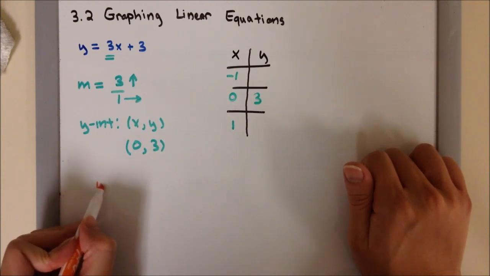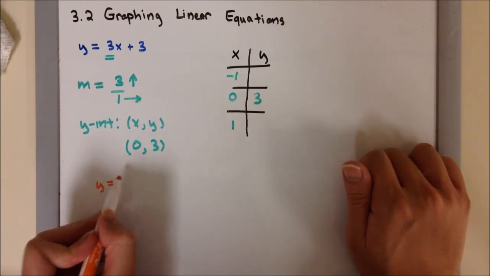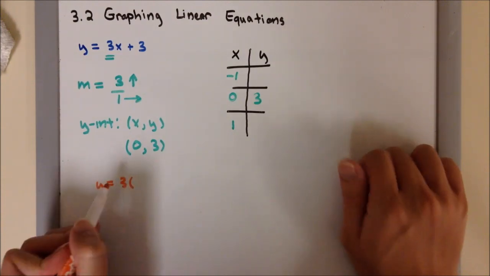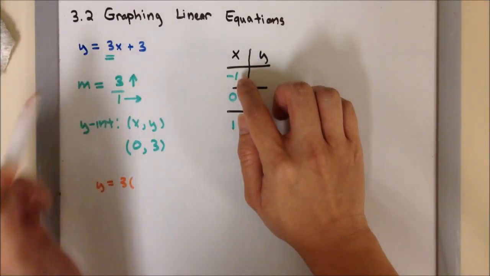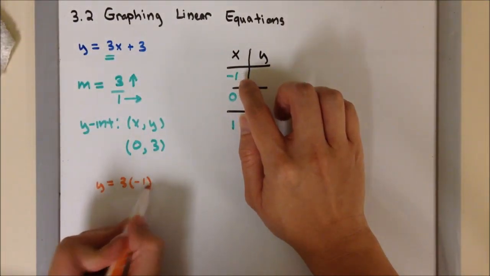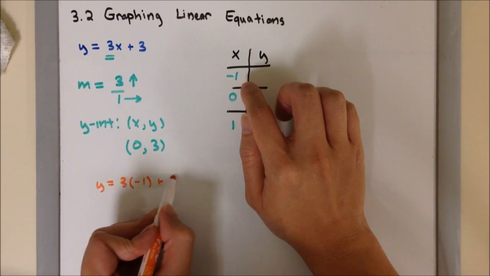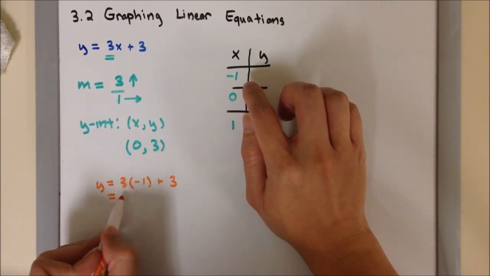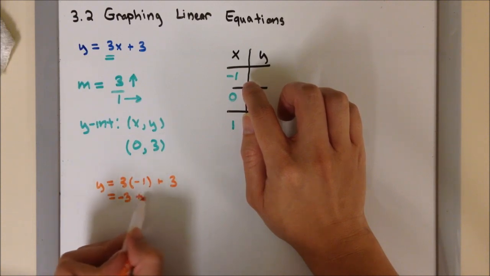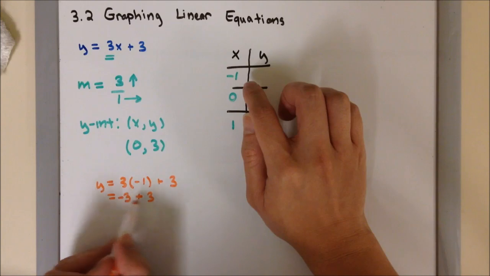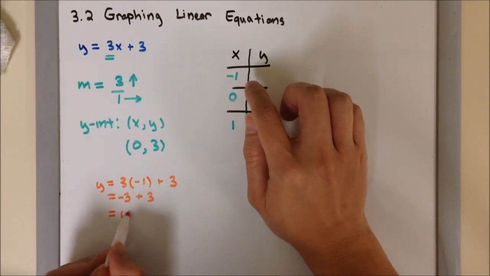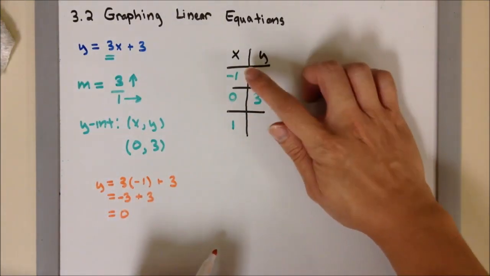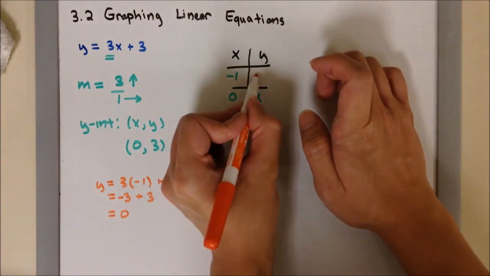So y equals 3 times, for -1, I'm going to plug into x, and then bring the +3. So I'm going to simplify 3 times -1, which will be -3, and then bring down the +3. -3 plus 3 will be 0. So my y value when x is -1 is 0.